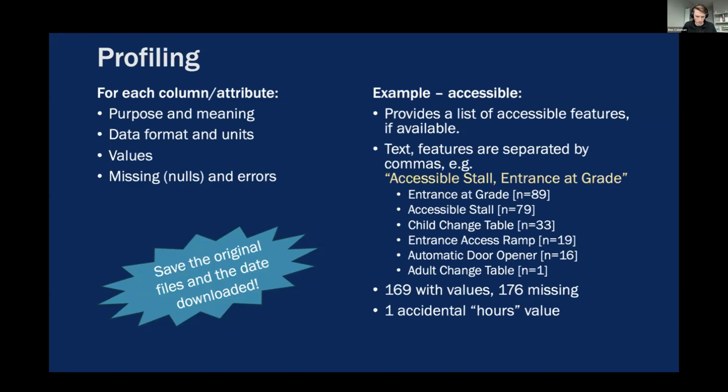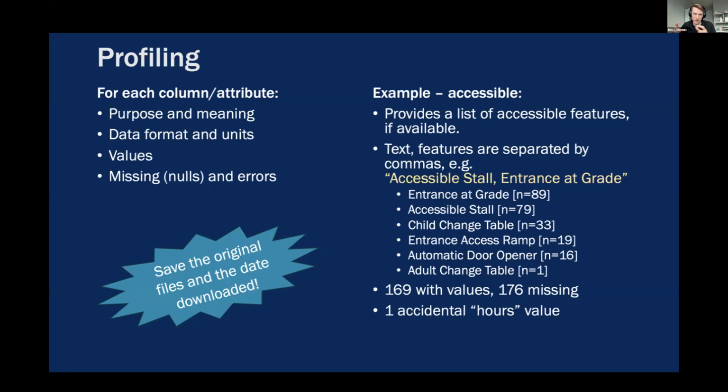And then last of all, is every row filled out, or are there some that are blank or missing? And are there any errors that you can spot? And so you can see here in our example, when you do this, it makes it really easy to then start thinking about how you're going to tag it in the OpenStreetMap schema.